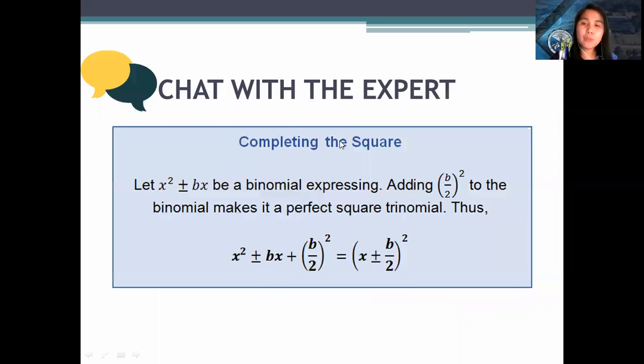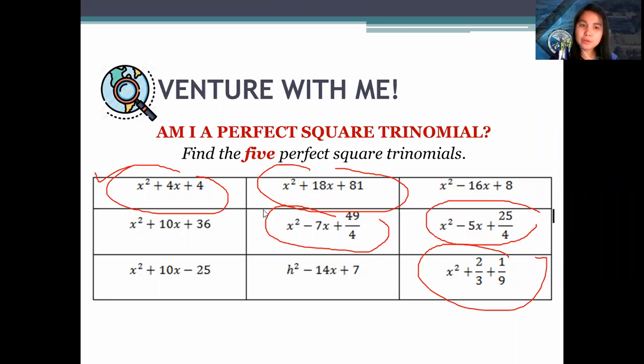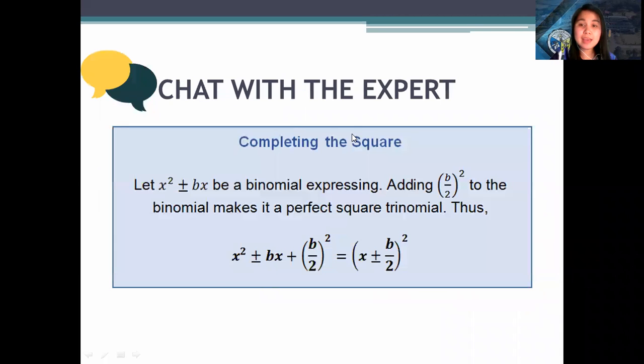Now, what do we do with quadratic equations that are not perfect square trinomials? To find its roots, we need to do completing the square. So how are we going to do it? You need to transfer the constant number to the other side. So you'll be left with the first and the second term. Then divide the numerical coefficient of x by 2 and square it. That will become a perfect square trinomial.